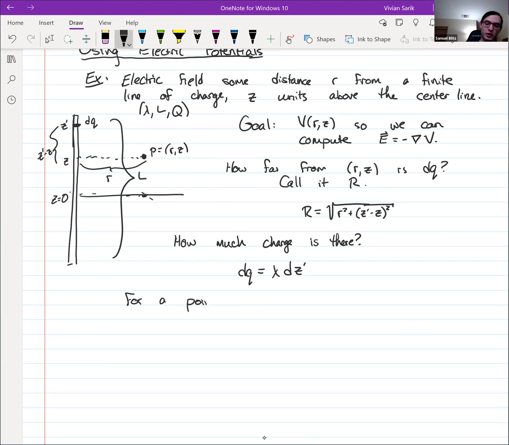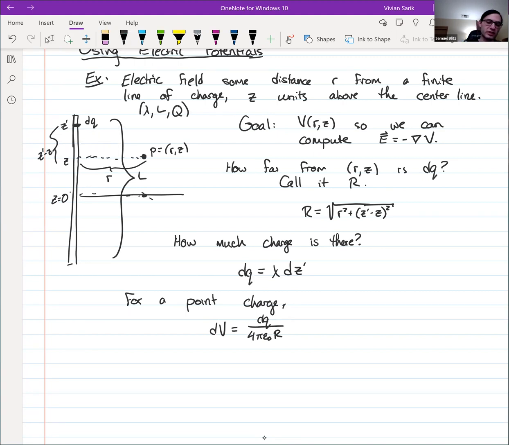For a point charge, the amount of electrostatic potential that you have at some position is relatively simple. It's just the amount of charge divided by 4 pi epsilon naught times the distance. And so we can treat this small chunk of our rod as a point charge because it's infinitesimally small. And so we have that dV, the small contribution to the electrostatic potential that we get from this small chunk of charge, is just dq divided by 4 pi epsilon naught capital R. And it's capital R because that's the distance.